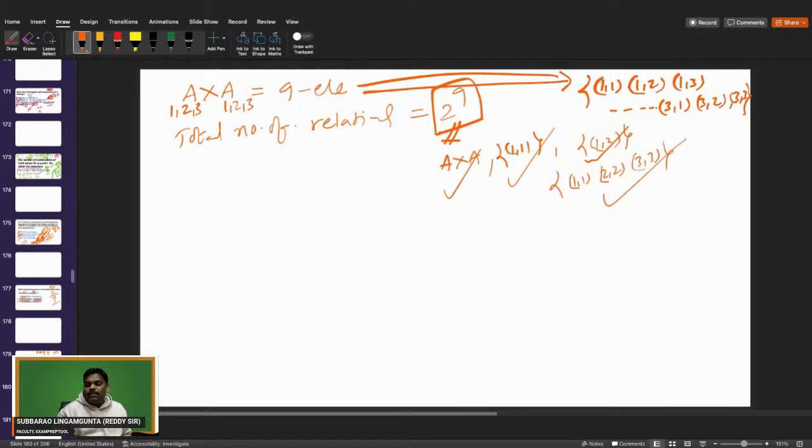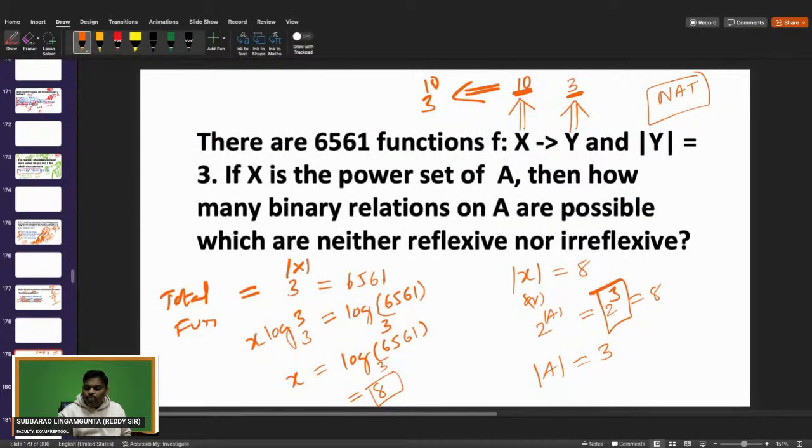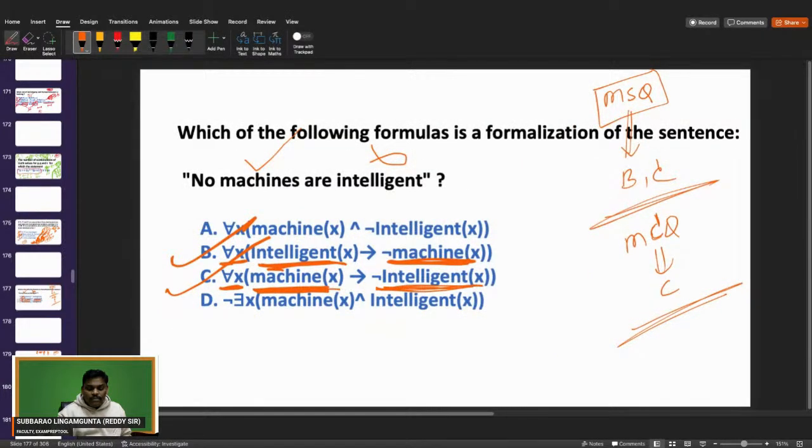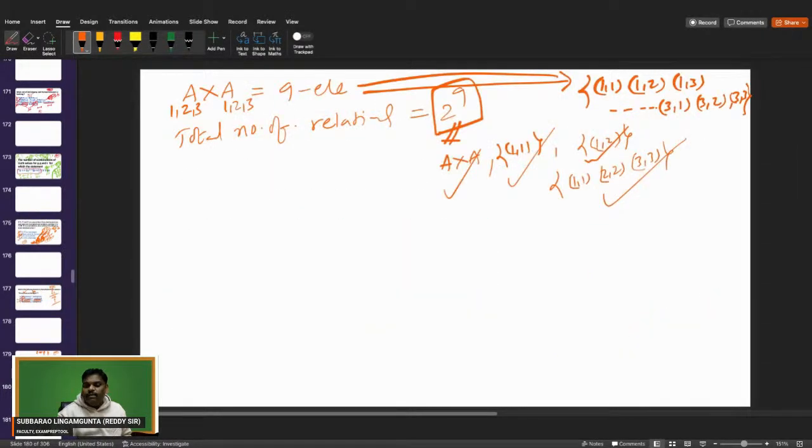Now he is asking, in the total relations, how many are neither reflexive nor irreflexive. See the problem. In the total relations, how many binary relations on A are possible which are neither reflexive nor irreflexive? Remember, reflexive means all XX pairs should be there, meaning 1,1, 2,2, 3,3 should be there.